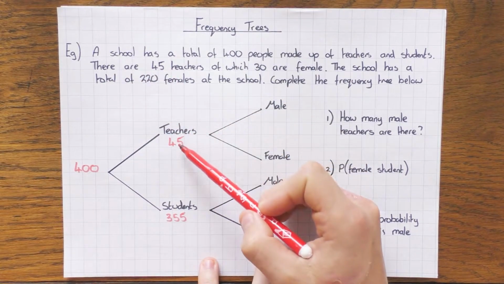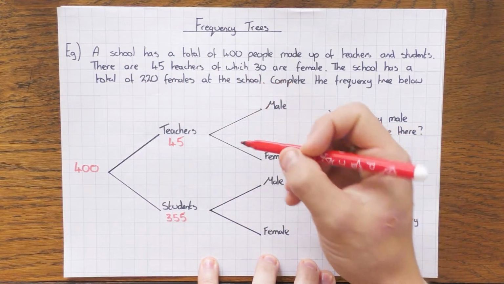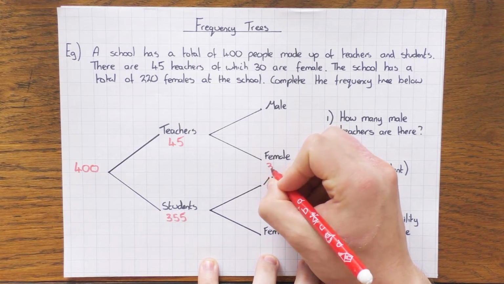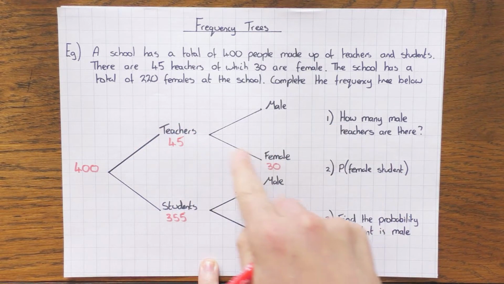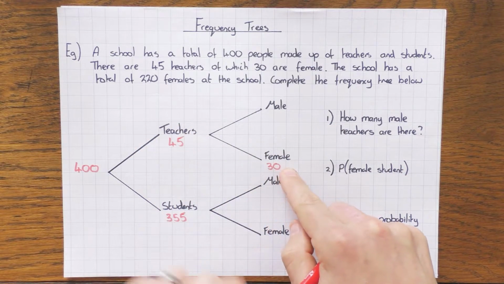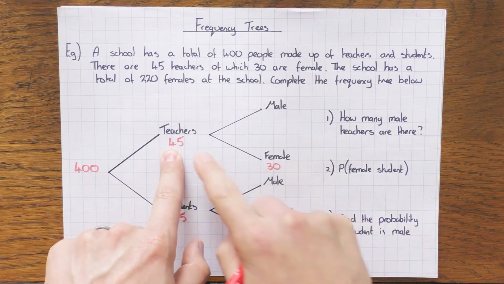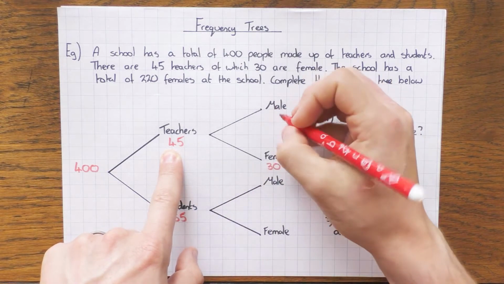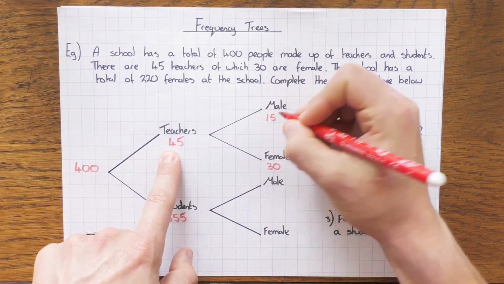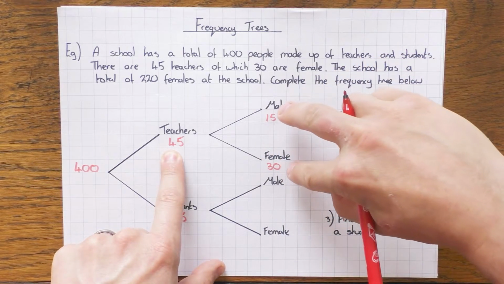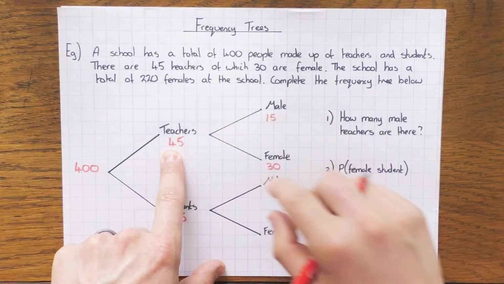So there are 45 teachers, brilliant, of which 30 are female. Okay, so we can put that bit in there. There's 30 female teachers. And once I know that, and I know there's 45, I can go 45, take away 30, will tell me that there are 15 male teachers. So remember, 30 plus 15 gets you the 45.